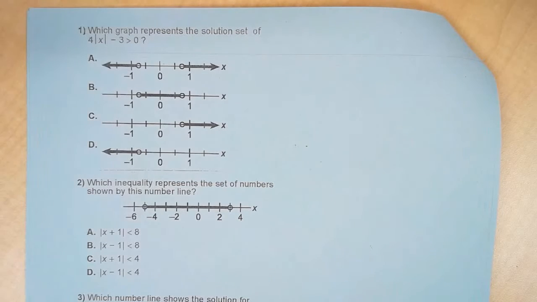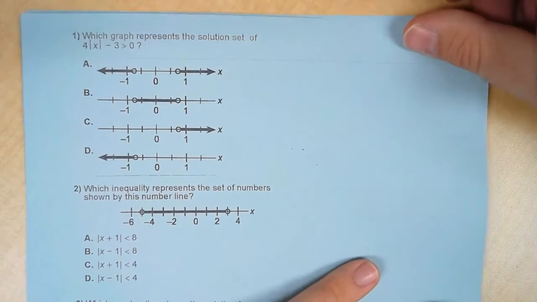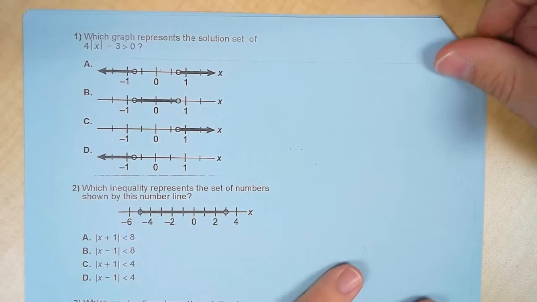Alright folks, today we're working on correcting the first and second question off of our EOC. So let's look at number 1 first. Which graph represents a solution set of 4 absolute value of x minus 3 is less than 0?